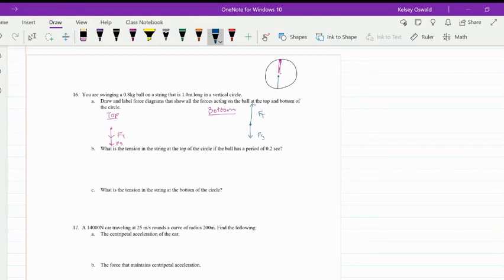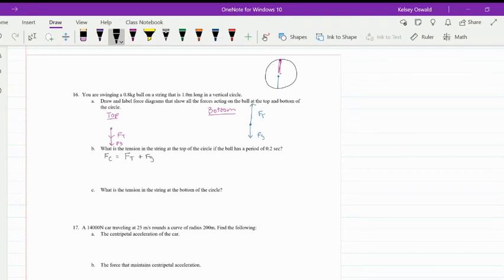Okay. So if we want to find the tension in the string at the top of the circle, the ball has a period of 0.2 seconds. So at the top of the circle, we said we have two forces pointing down. So to find our centripetal force, since we have two forces pointing towards the center, we want to add our force of tension plus our force of gravity.